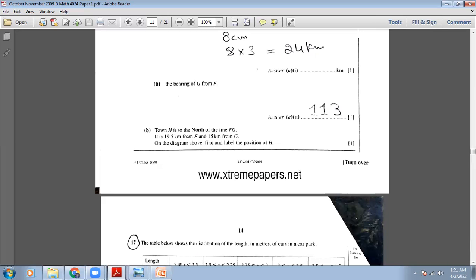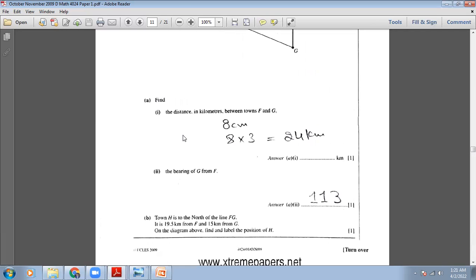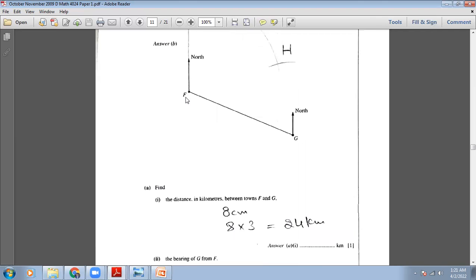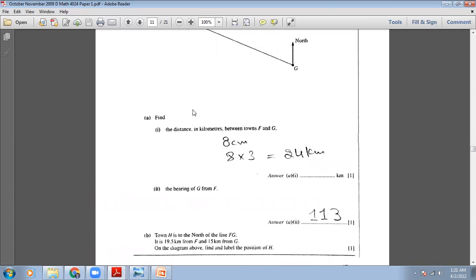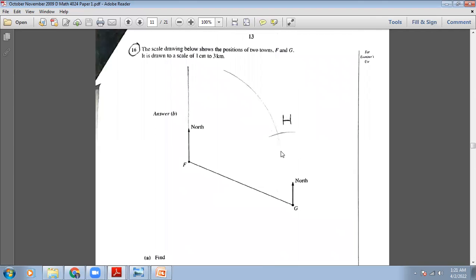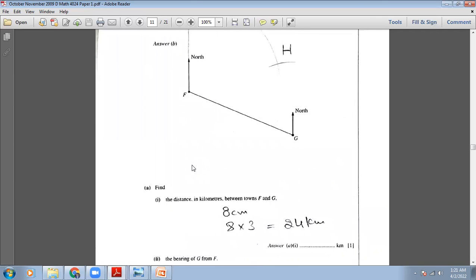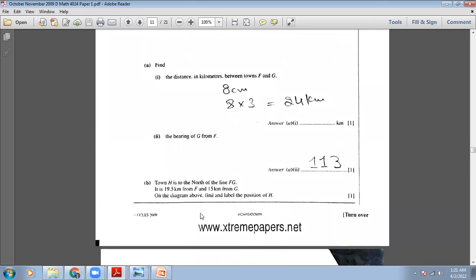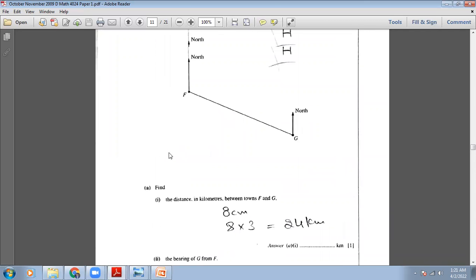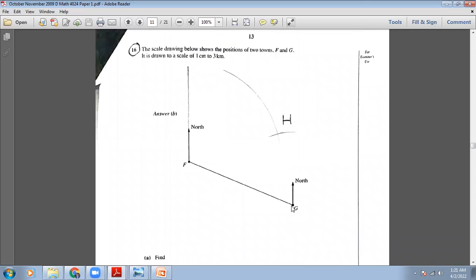19.5 kilometers, so you divide it by 3. So 19.5 divided by 3. Whatever answer you get, open your compass that much, put it on F and mark an arc here. You can see I have already marked this arc. Then 15 kilometers divided by 3, and whatever your answer is, open your compass that much, put the needle of the compass on G and mark this arc. Where these two arcs intersect, that is the point H.